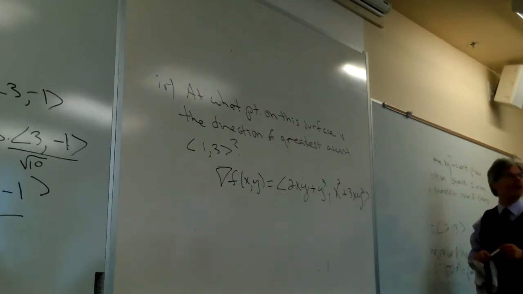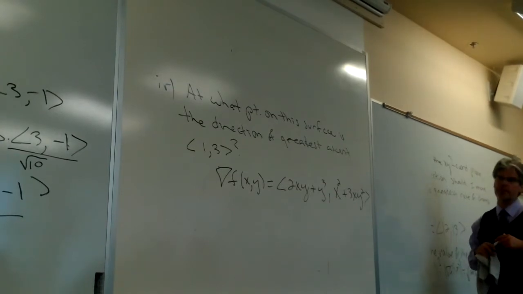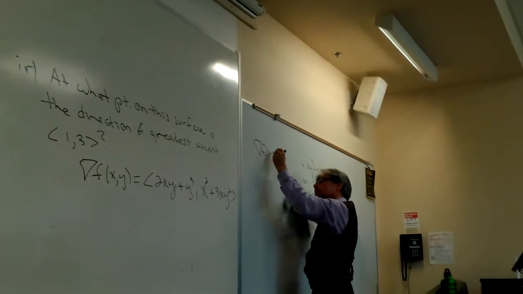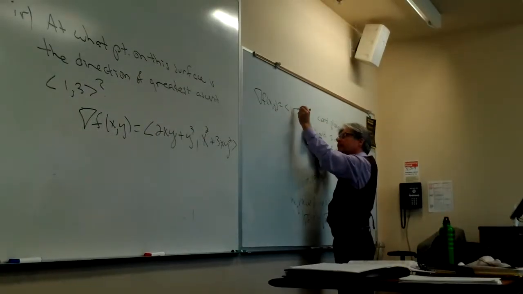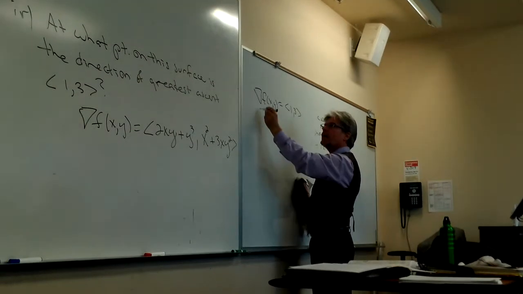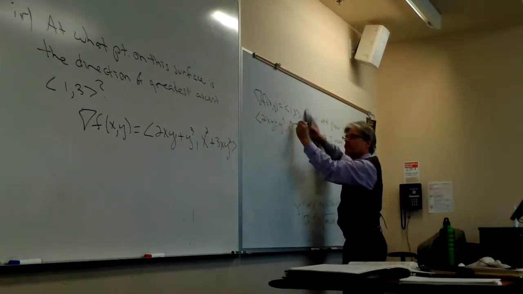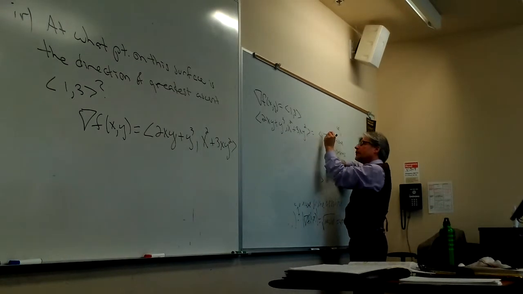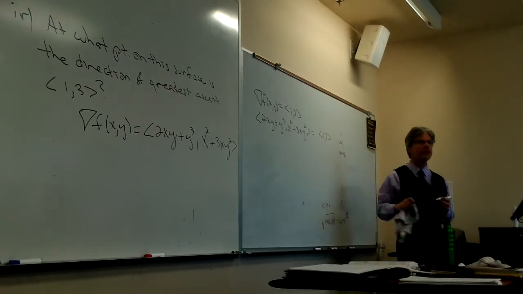Very nice. But you guys, when I write this on the board, I'm going to make one small mistake. Just tell me where it is. I think I should set this gradient vector equal to the direction I want to point in. Which means I have 2xy plus y cubed, comma x squared plus 3xy squared being equal to 1, 3. But you guys, I think I made a mistake. Did we miss an x squared?